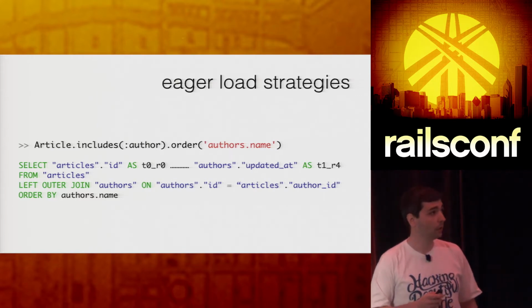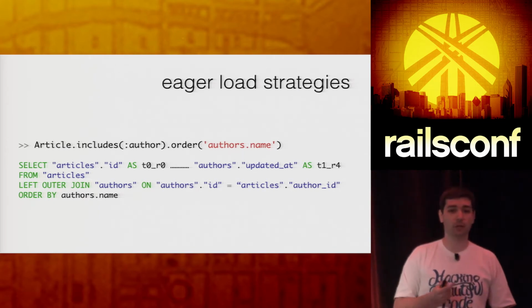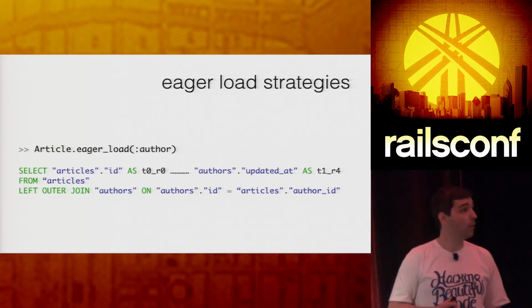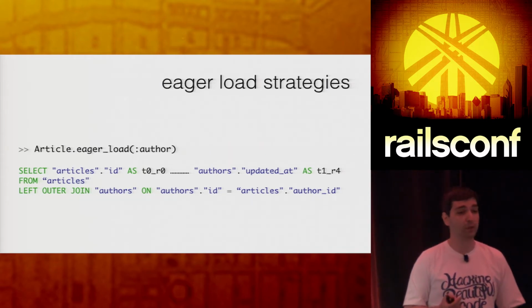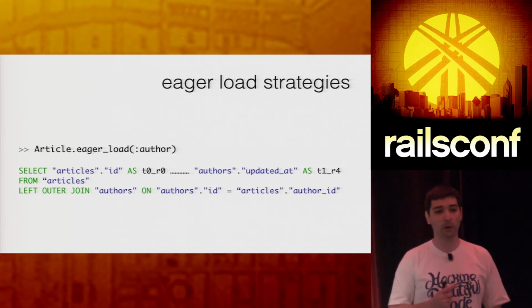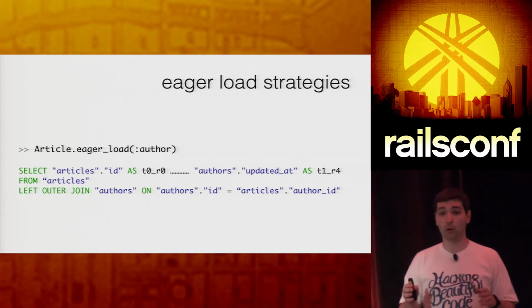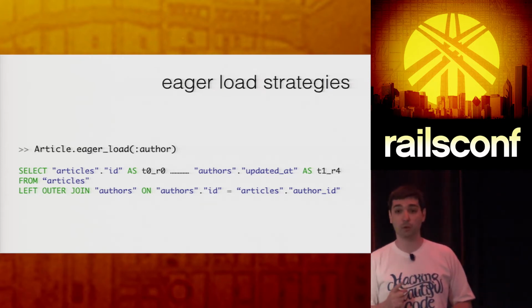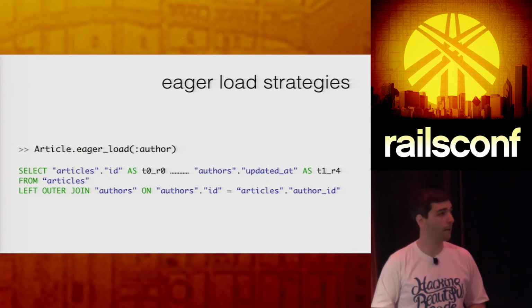The point I want to get to here is that we can tell Rails which strategy we want to use. So, for example, we can use eager_load instead of includes if we want to force Rails to do one single query instead of two. Right? So here I'm not using the author's name anymore. I am just joining to the authors and doing one single query. So I'm telling Rails that I don't want two queries, I want only one.